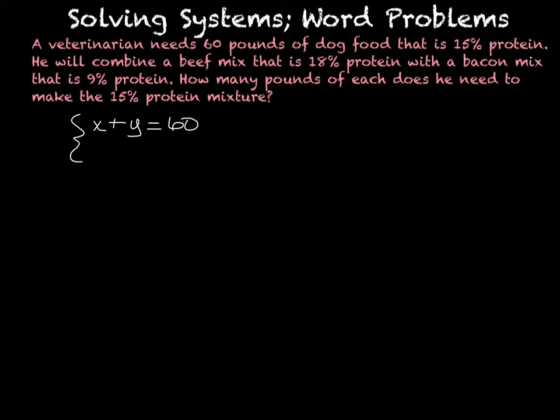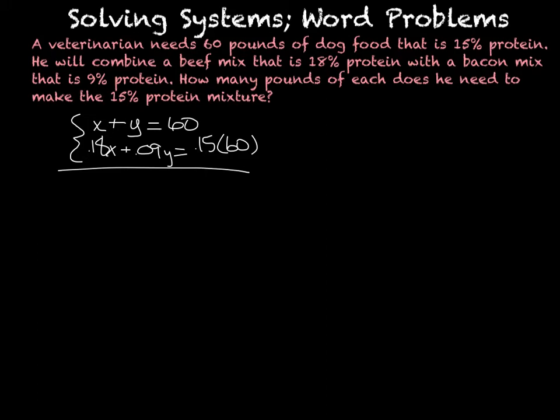So the beef mix is 18%, so 0.18X plus 0.09Y equals 15% of the total mixture, so 15% of 60, or 0.15 of 60. And then I want to just simplify this.